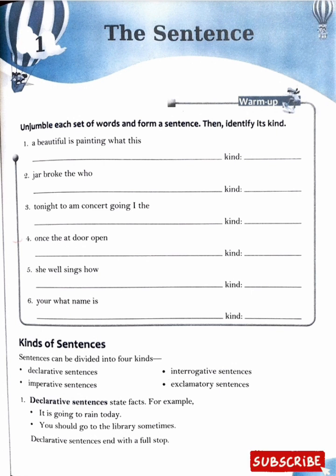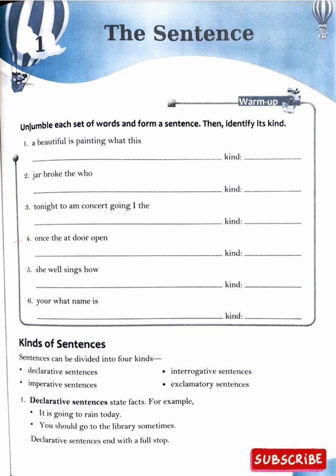First of all, children, we will discuss the kinds of sentences. Sentences can be divided into 4 kinds: declarative, imperative, interrogative, and exclamatory. Here on the first page, a warm-up exercise is given. This warm-up exercise I'll tell you later. First, we'll discuss the kinds of sentences.